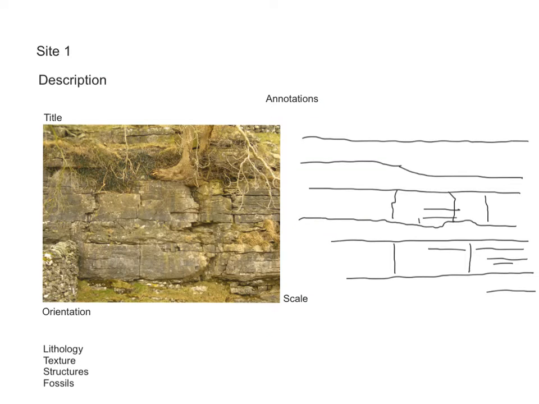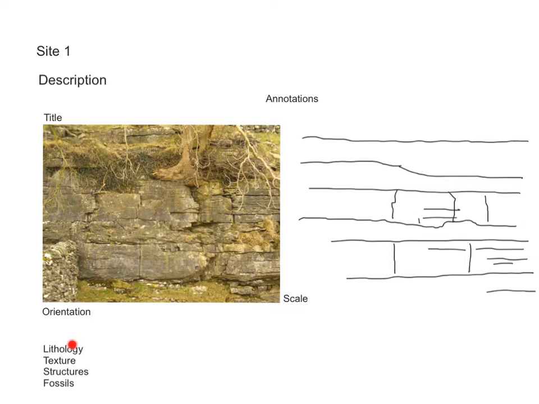Once I've done my overview, I can do site 1. And site 1 needs a detailed geological description, so using a photograph like I've done here, and then I've drawn, you can either annotate the photograph or draw a version of your photograph and then annotate it with all the geology. Every time you put a photograph in, you must have a title, some annotations, a scale, and which way you were facing when you took it.